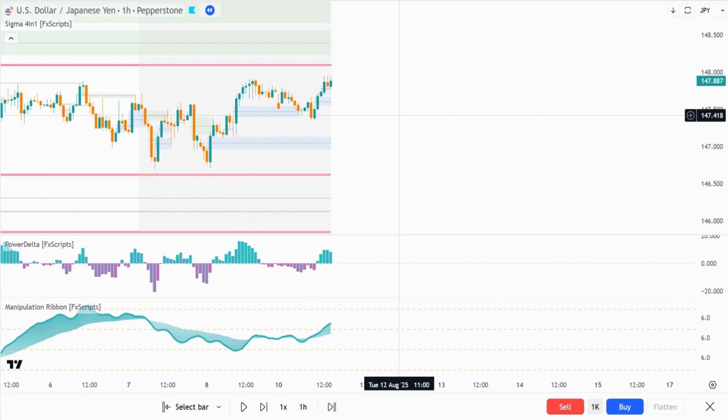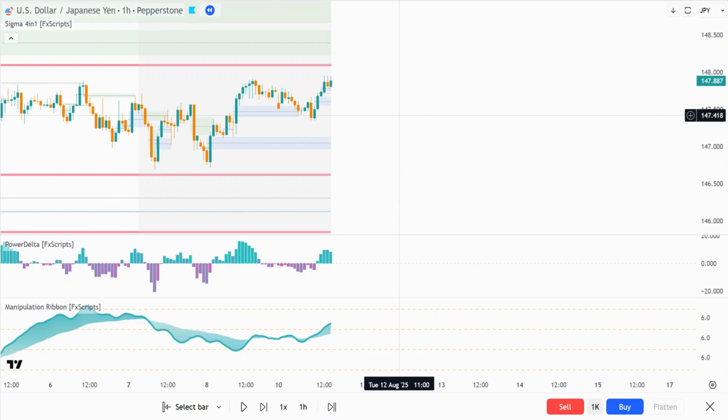Welcome to another trade example using the FxScripts Sigma Trading System. This is the USDJPY on the hourly time frame, and I wanted to walk you through what I thought was a wonderful signal that played out for a nice risk to reward, and talk you through how the system works and what to look for.